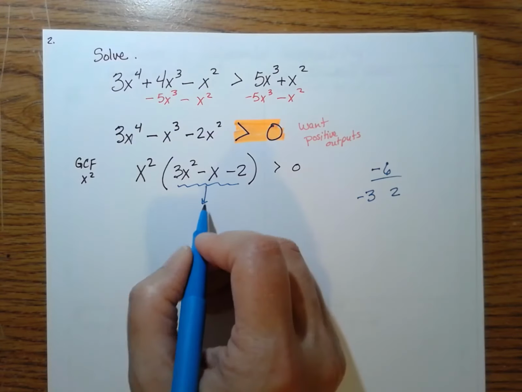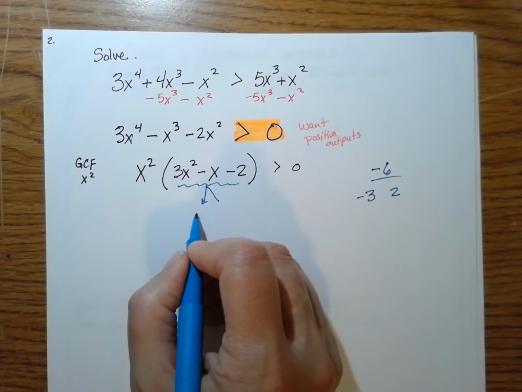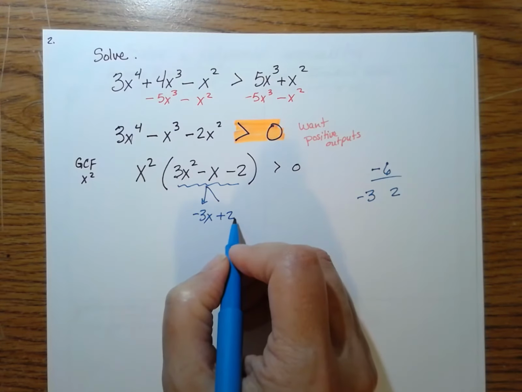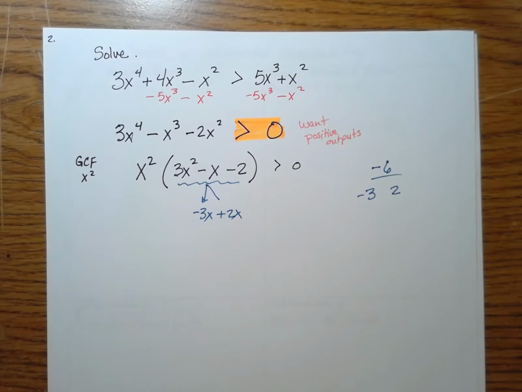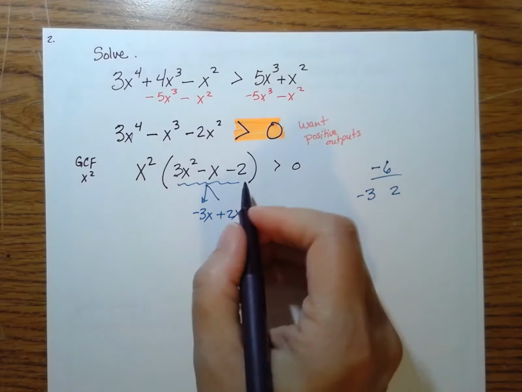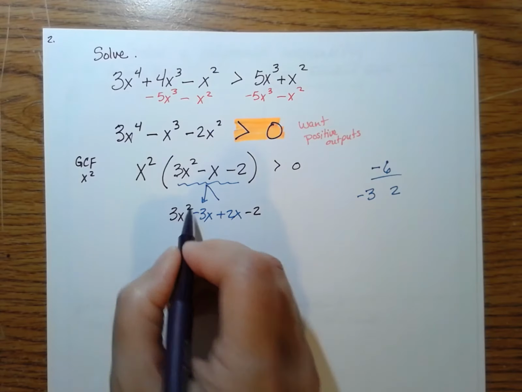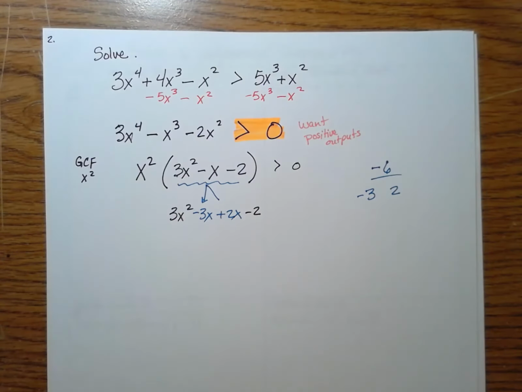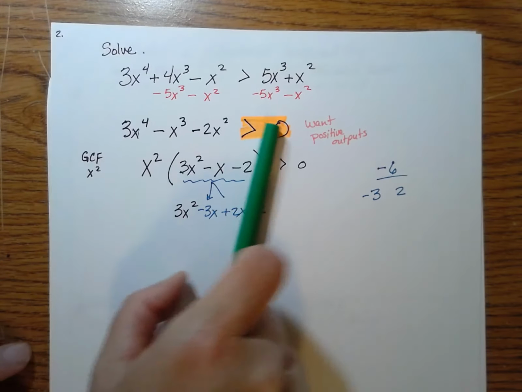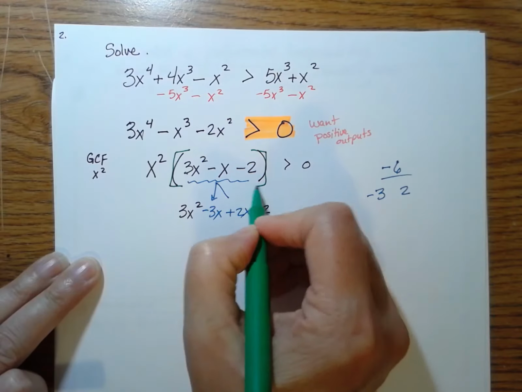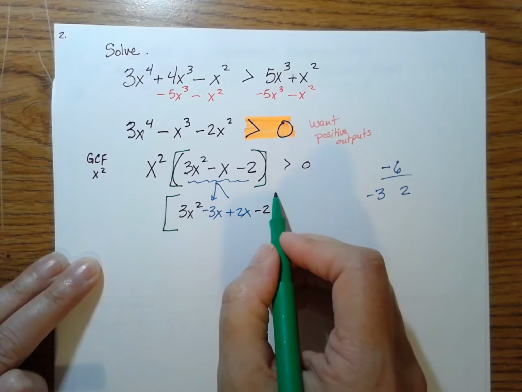And I'm going to split that x term into -3x and positive 2x. And everything else is going to come down. So bring down the -2. Bring down the 3x squared. And this is going to get a little bit complicated. So, oops, I think it's a good idea to bracket this. And let's bracket it off, all this work we're going to be doing in here.